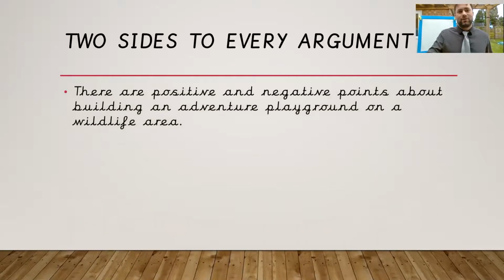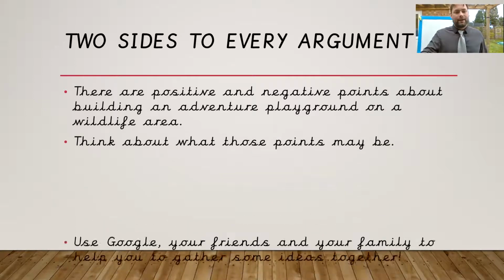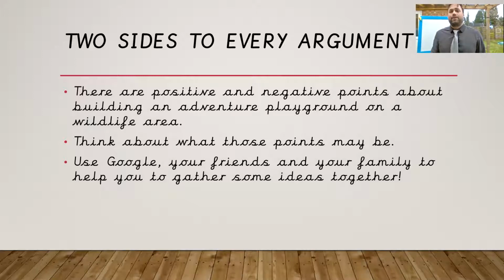Okay. Now, there are two sides to every argument. There are always positives and negatives about building an adventure playground on a wildlife area. So when you think about this, think about what positives there are, but also think of what negative impact it's going to have on our environment. Have a think about that. For example, you may want to do a table of pros and cons. Pros meaning positives, cons meaning negatives. Pros would be you get a new playground to play on, brilliant. Lots of children can play on it. It's a social place. Brilliant.